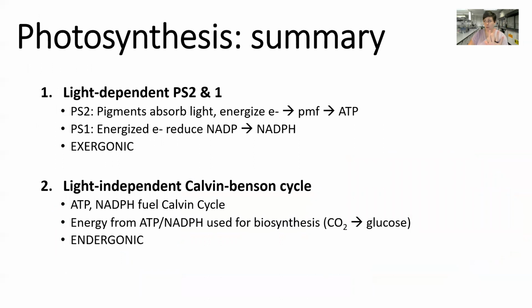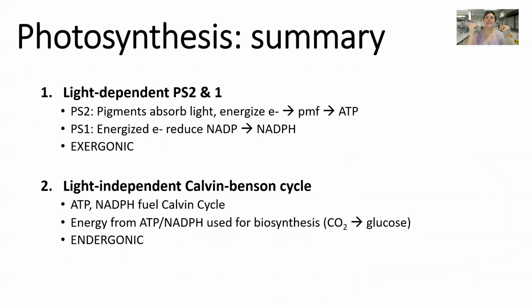So let's start with the photosystems. The photosystems can be broken into two parts. Oh, well, this is just a summary, so never mind. I got a little bit ahead of myself. So this is a summary of photosynthesis in general, kind of what I mentioned on the previous slide.